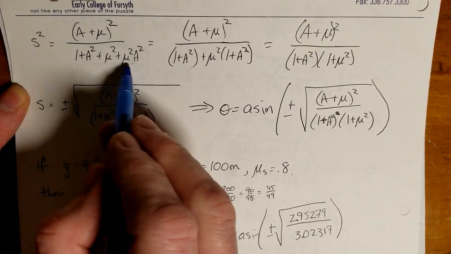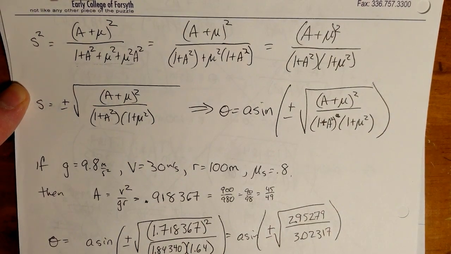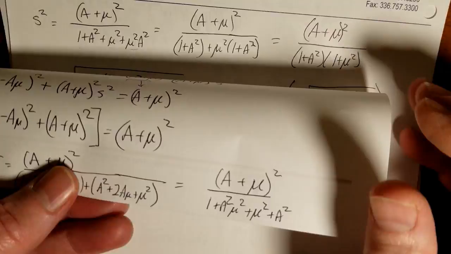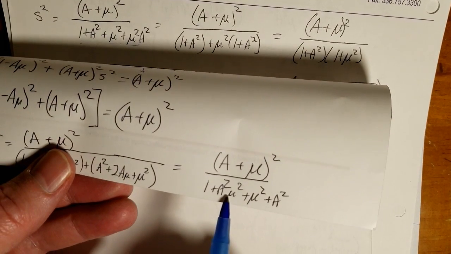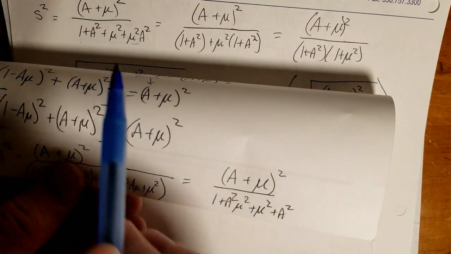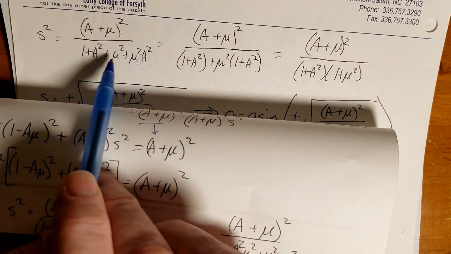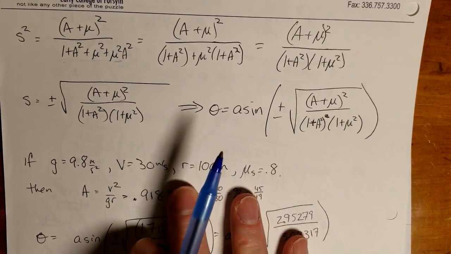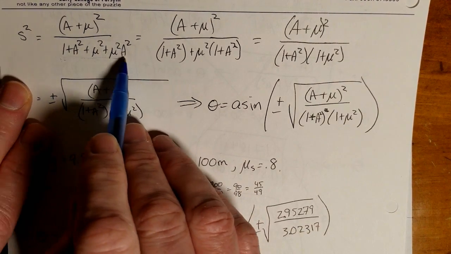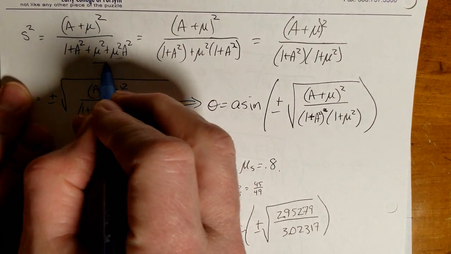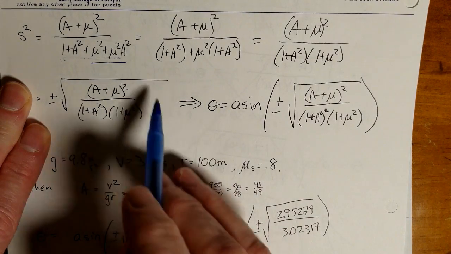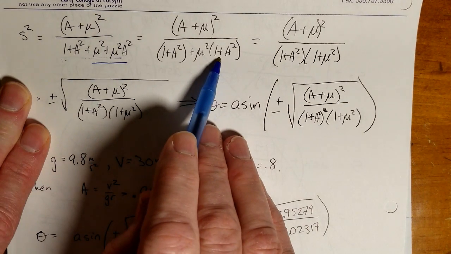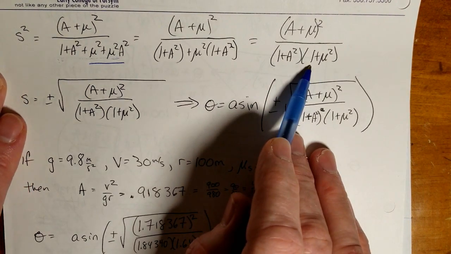I've rearranged the order of the denominator just a little bit, just to give a quick contrast. This is the way it was written on the previous page, and I just changed the order around a little bit so that it looks easier to factor. So I have a 1 plus a squared here, and when I factor out mu squared plus mu squared a squared from here, I'm left with another 1 plus a squared, which I can then factor.